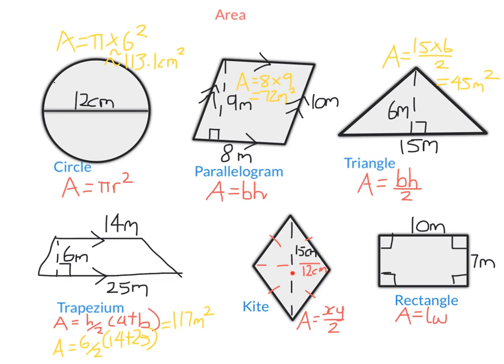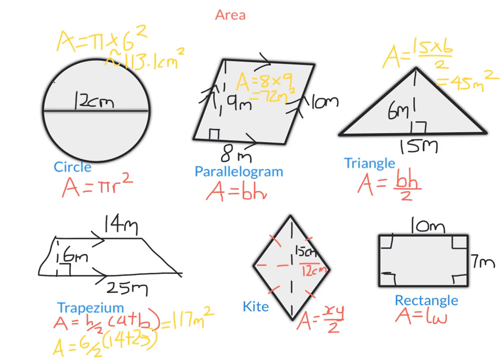So let's look at this shape here. This is a kite. It's actually a special type of kite known as a rhombus. A rhombus is like a slanted square. It's a 4-sided shape with all sides equal. So the way you find the area of a kite is you times the 2 diagonals, so one diagonal x, one diagonal y, you times the 2 diagonals together and divide by 2.